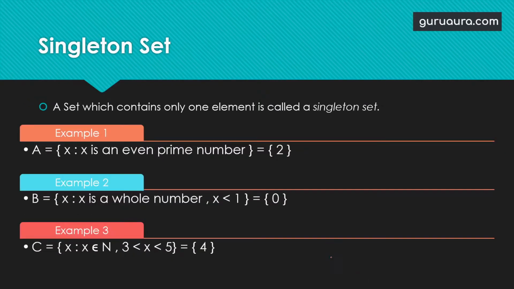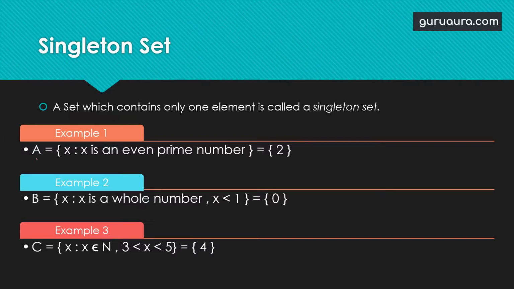Now let's talk about the next type of set, which is the singleton set. This type of set contains only one element. Thus, we can define a singleton set as a set which contains only one element. I have listed 3 examples to understand the topic well.